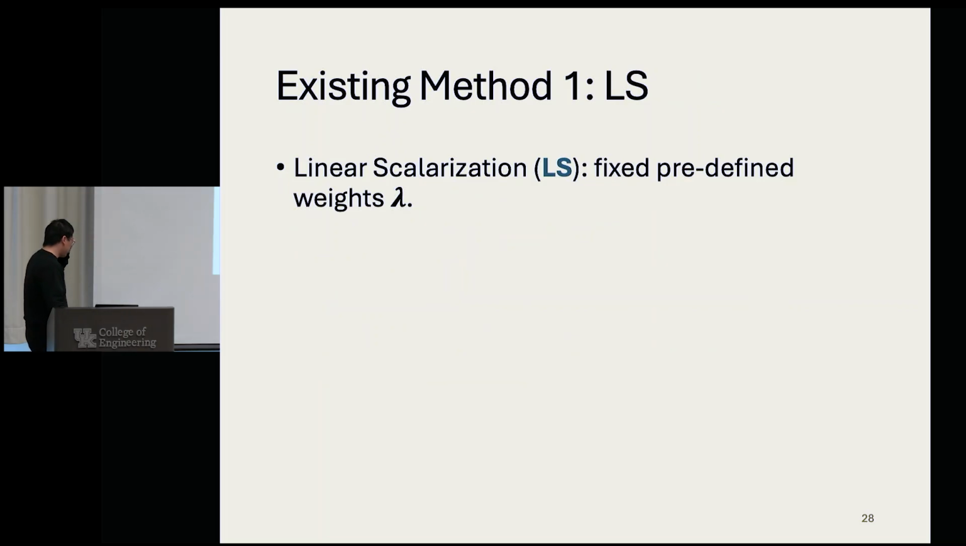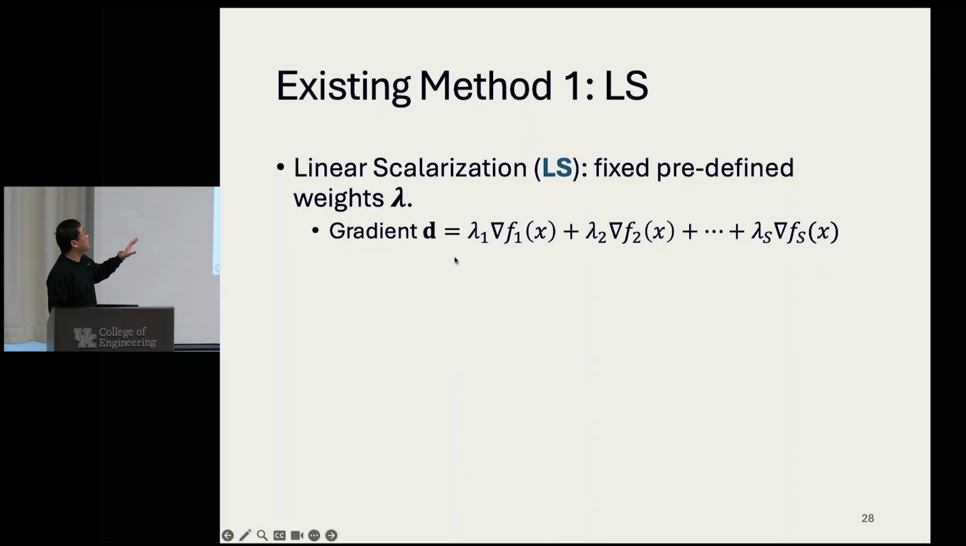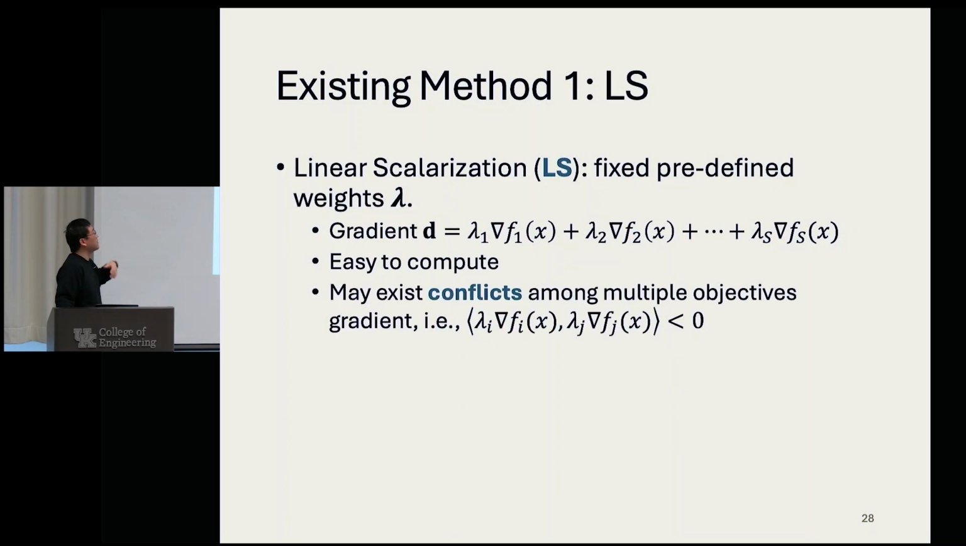There are some existing ways to solve this. One is linear scalarization, or LS, which is a straightforward idea. Given a predefined weight vector, we just let the gradient equal a weighted sum of these individual gradients. I think that's a very straightforward idea, and of course it will give us a Pareto optimal solution, and it's easy to calculate.